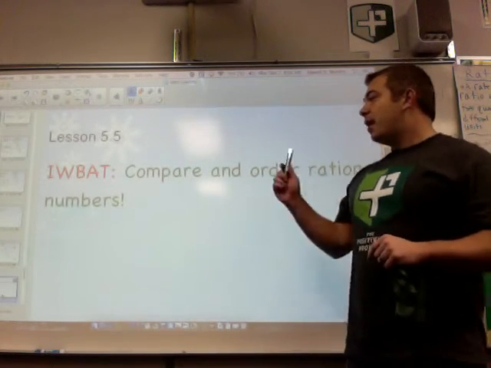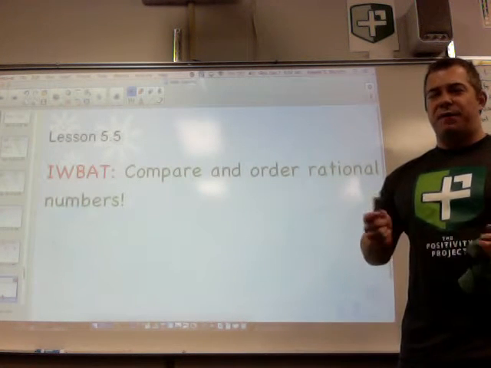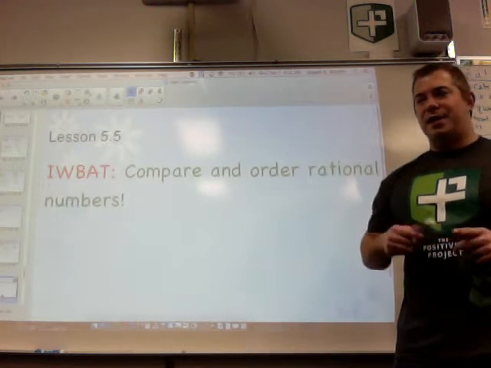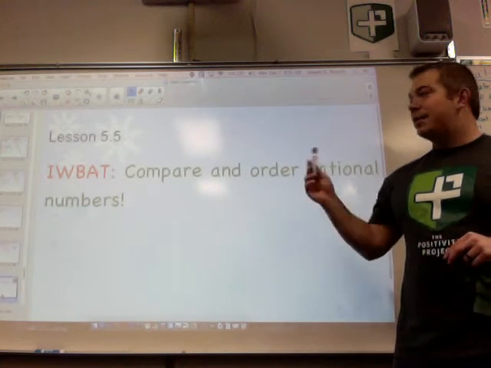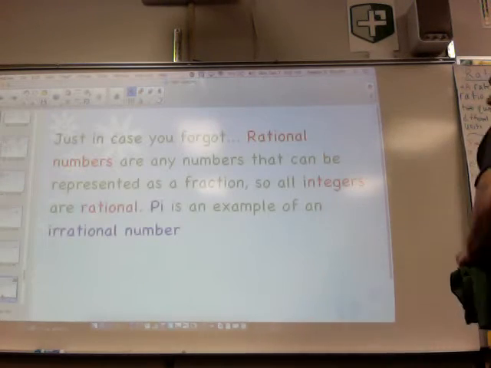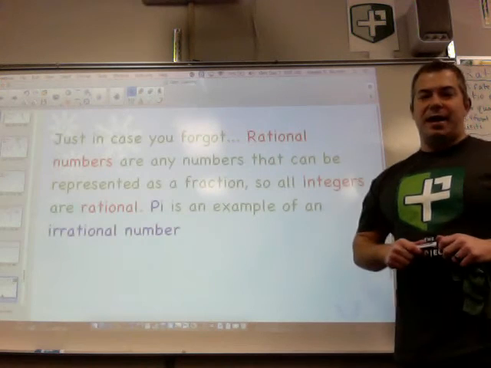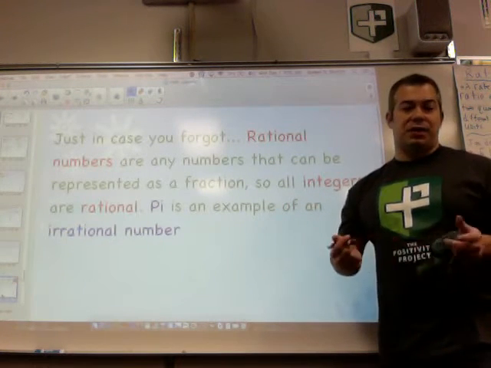Here's your objective. I'll be able to compare and order rational numbers. Now I know a few lessons ago we compared integers, which are numbers that are just whole numbers, positive or negative, but now we are going to compare rational numbers. If you forgot what a rational number is, rational numbers are any numbers that can be represented as a fraction. So all integers are rational as well.